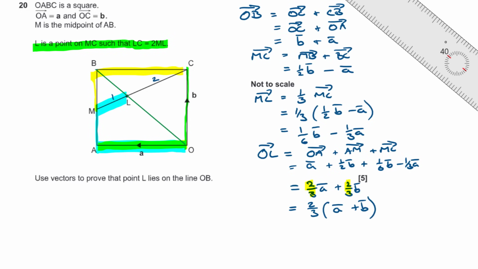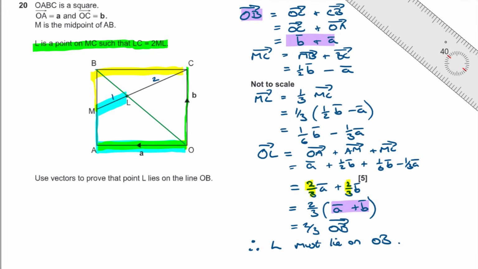But I recognise A plus B. I wrote it down earlier. That is just O to B, isn't it? O to B is, well, I wrote B plus A, but it's the same thing as A plus B. So that there has got to be the same thing as O to B. So O to L is actually 2/3 of O to B. Okay, so if it's 2/3 of O to B, then it must lie on the line OB then, isn't it? Okay, if it's a scalar of O to B, it must be on the line OB. So therefore, L must lie on OB. Job done.